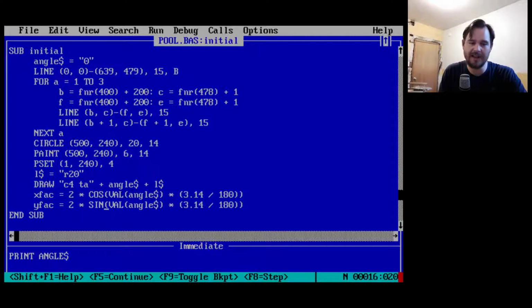And L string, okay, that's very curious. Okay, so L string is the string representation of what we do to draw the pool cue. R20, which means draw to the right 20. We're going to use this L string in a draw command, which we do right next. So draw. Now we've seen draw. We've seen up, down, left, right, E, F, G, and H. This is a C and a T, A. So this is something totally different. Let's go to the help file.